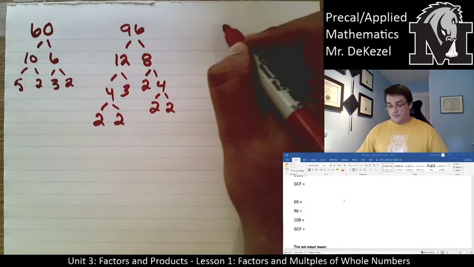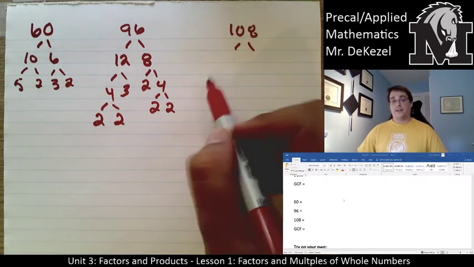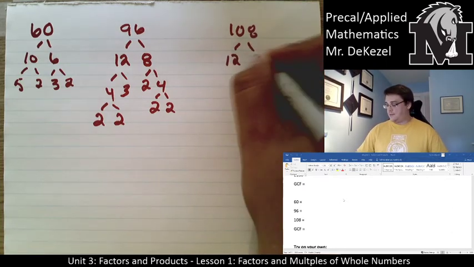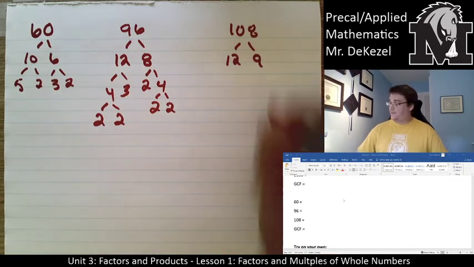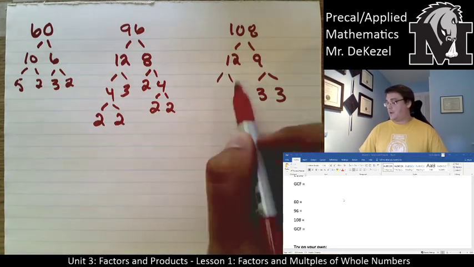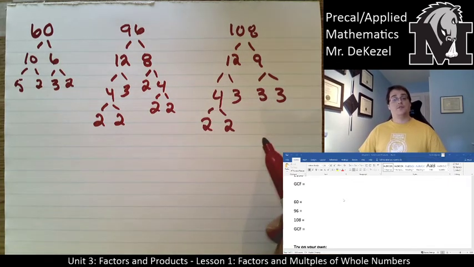Let's continue. We have 108 next. So 108 is simply 12 more than 96. So 12 times 9 would get us that value. We can do 3 times 3 for 9. It's always there. 12 is 3 times 4, and 4 is broken up into a couple of 2s.